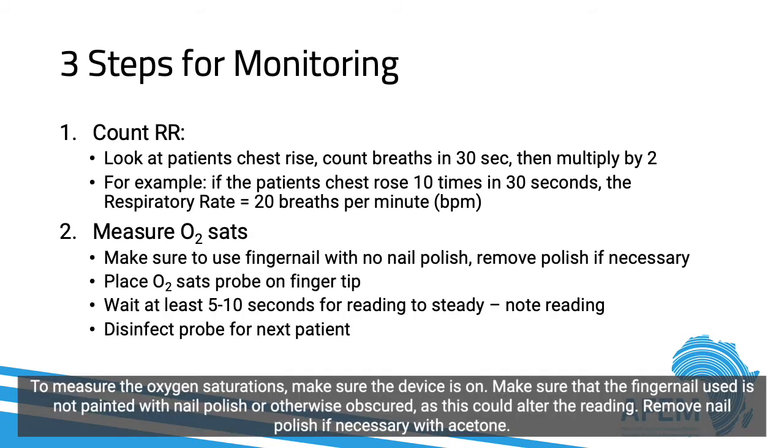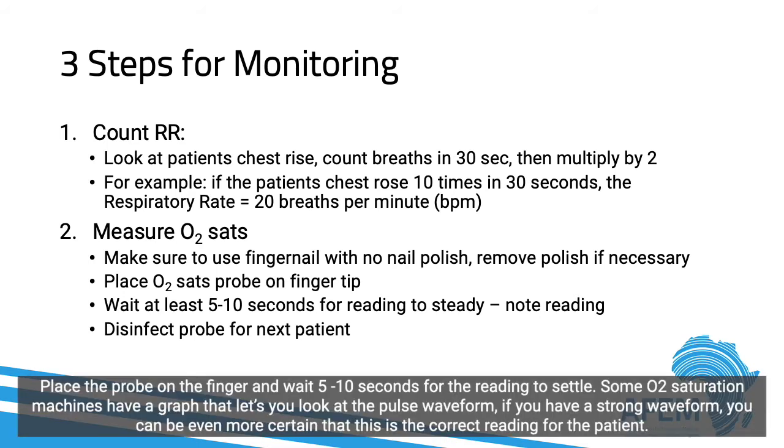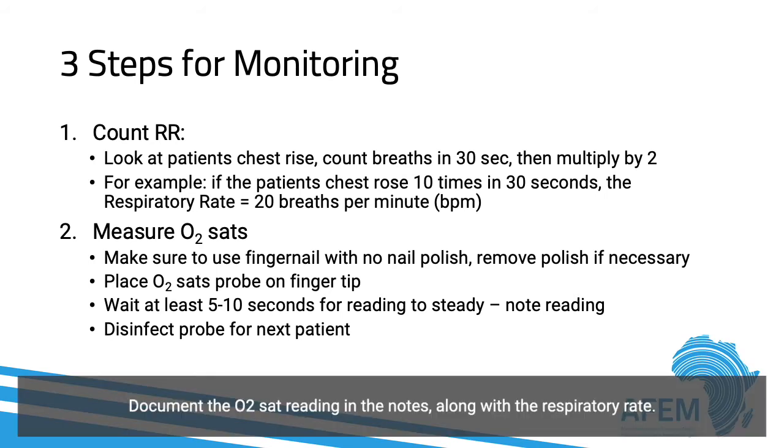To measure the oxygen saturations, make sure the device is on. Make sure that the fingernail used is not painted with nail polish or otherwise obscured, as this could alter the reading. Remove nail polish if necessary with acetone. Place the probe on the finger and wait 5 to 10 seconds for the reading to settle. Some O2 saturation machines have a graph that lets you look at the pulse waveform. If you have a strong waveform, you can be even more certain that this is the correct reading for the patient. Document the O2 saturations in the notes, along with the respiratory rate.